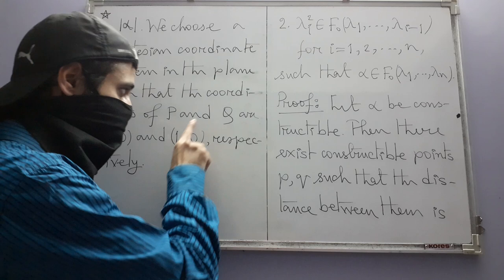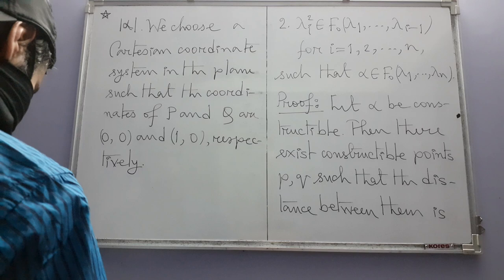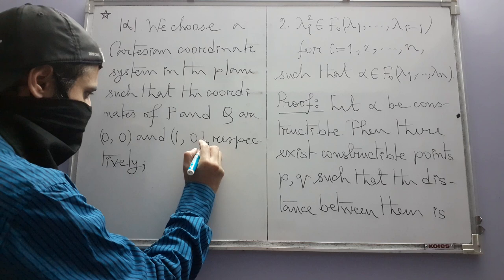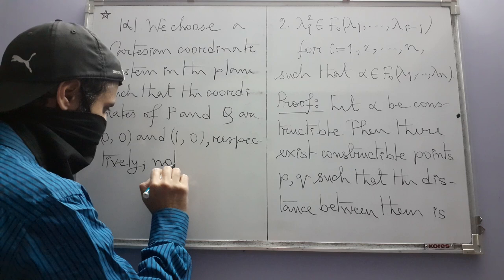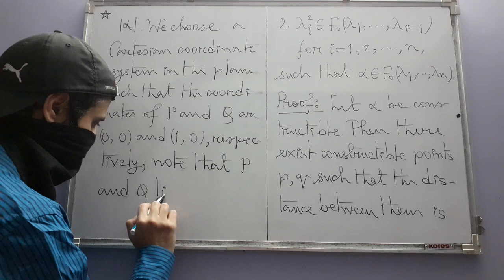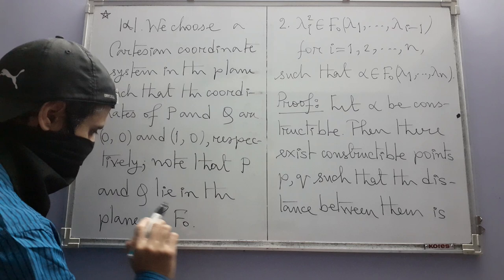Okay. But what is that going to give us? Let's see. So the next thing we write is, before we write the next sentence, let us just observe one thing about capital P and capital Q. Note that P and Q lie in the plane of F0, where F0 means the field of rational numbers.